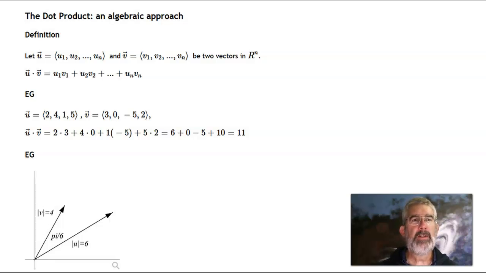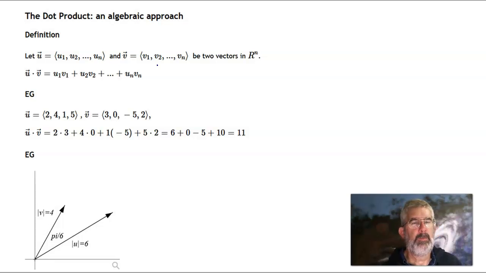So here's the algebraic definition of the dot product. Suppose I've got two vectors, u and v, in Rn. Then I'm going to define the dot product as u1 v1 plus u2 v2 plus u3 v3 and so on, all the way up to un vn. So take the first components, multiply them together, take the second components, multiply them together, third components, all the way down to the last one, and add the results.